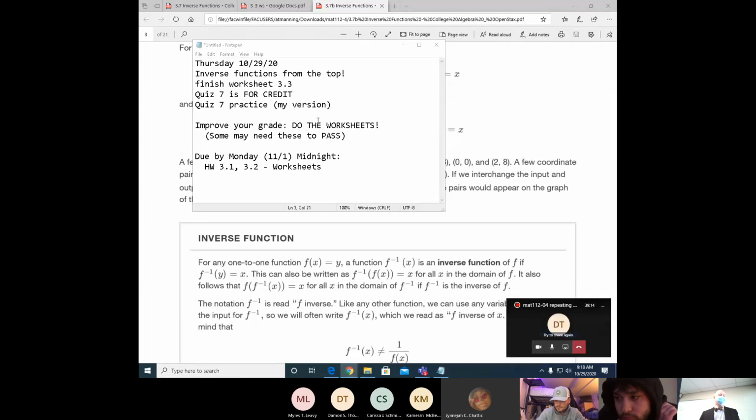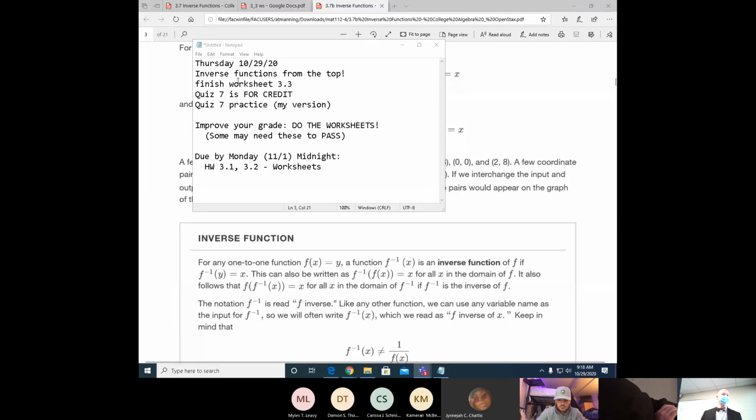Okay, the plan today is to talk about inverse functions, this time from the top of the chapter. Remember last time I kind of skipped down to the middle of the chapter. We're going to go from the top. Also going to look at worksheet 3.3, get that finished up.